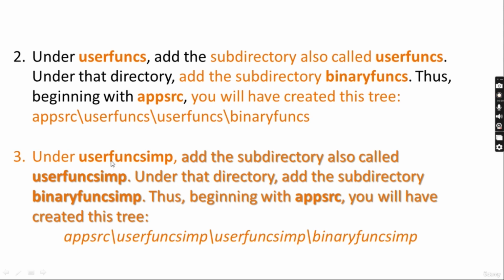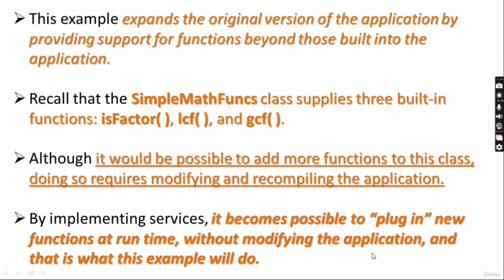Then in the next module, user functions IMP, add the subdirectory called user functions IMP with the same name. Under that directory, add the subdirectory binary functions implementation. Thus, beginning with app source, we will have app source, user functions IMP, and binary functions implementation.